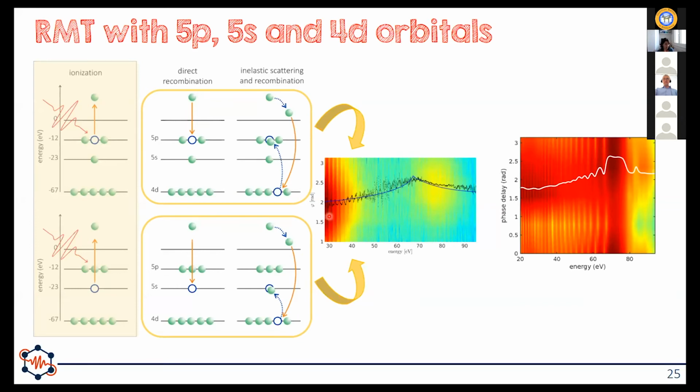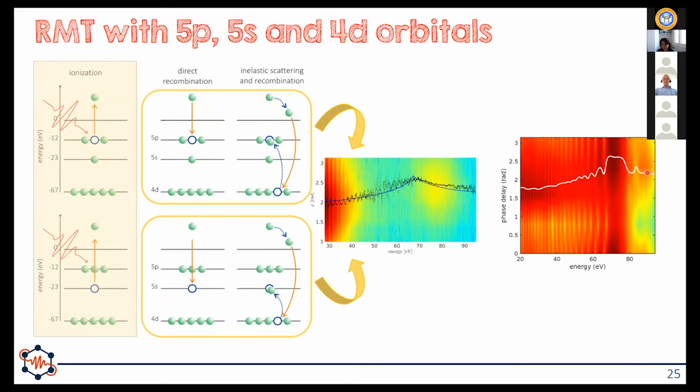It appears that we have 2 ionization channels. So we may have ionization from the 5S, but this means that we have a different family of trajectories we deal with in the recombination. And then we have the inelastic scattering taking place for the recombining electron, both from the one ionized from the 5p and the one ionized from the 5s, and these are affected differently by the giant resonance, by the inelastic scattering.